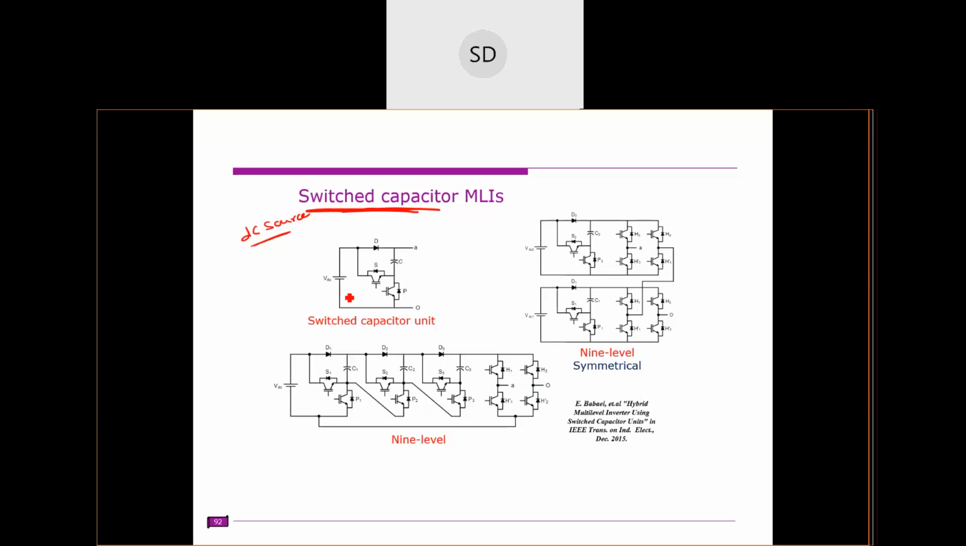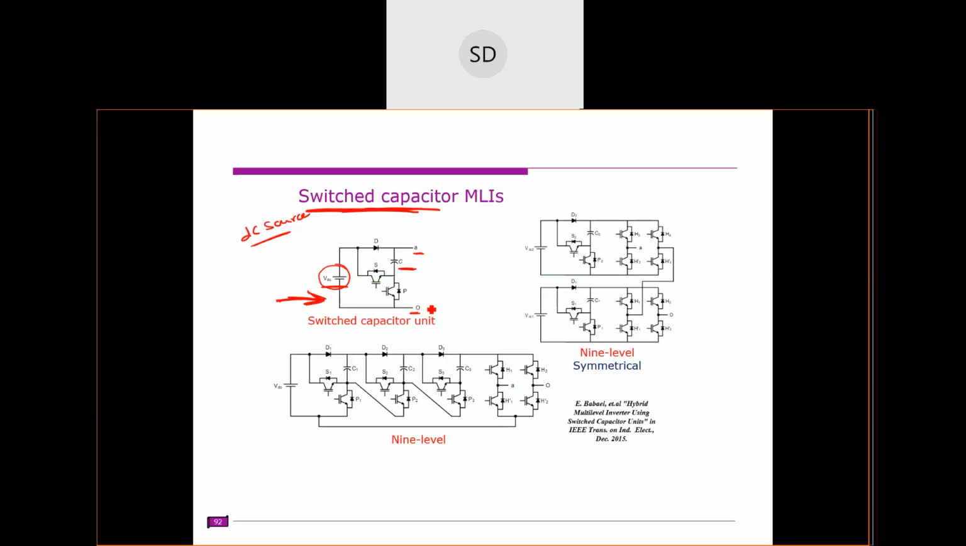So how does it look? This is one of the switched capacitor units. It looks like this. This is VDC, right? And here the capacitor is connected. This capacitor is charged to the source voltage VDC. Based on our requirement, this A and 0 will produce the desired or required output voltage.